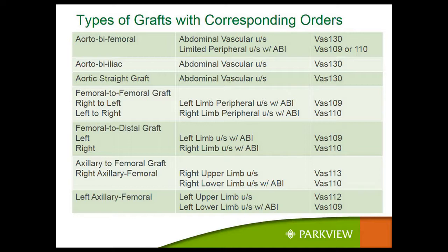Fem-fem graft, femoral to femoral, is where one of the iliac arteries is blocked, so they take a graft and tie it from one femoral to the other femoral. We will evaluate that, and it depends upon which way it's going. If it is right to left, you would order a left, because you're perfusing the left limb. Same thing, left to right, you're perfusing the right limb because there was an occlusion on the right. So a right limb with ABI.